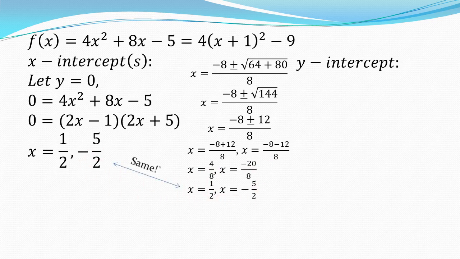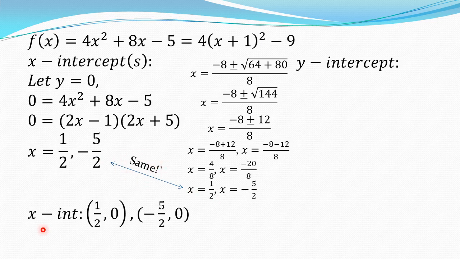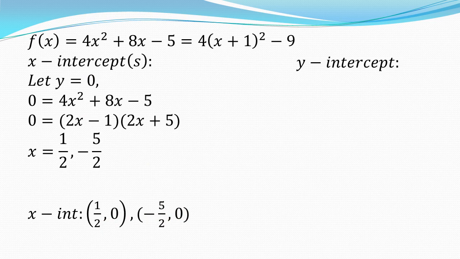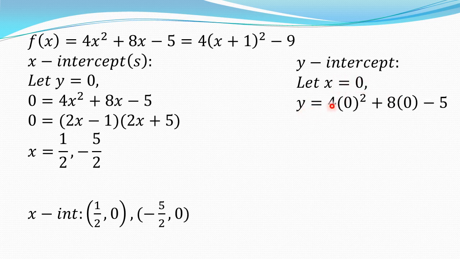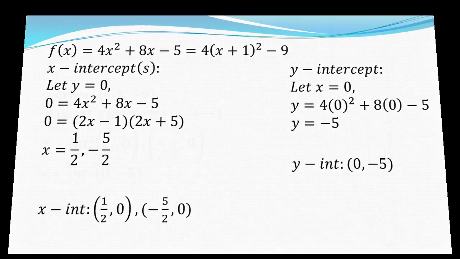So your x-intercepts are just the same. Your x-intercepts are 1/2, 0, because your y is 0, and negative 5 over 2, 0. How about your y-intercept? It's just even easier. Let x be equal to 0 and solve for y. So y is equal to 4 times 0 squared plus 8 times 0 minus 5. Obviously, this will be 0. So your y is equal to negative 5. Or the y-intercept is 0, negative 5.